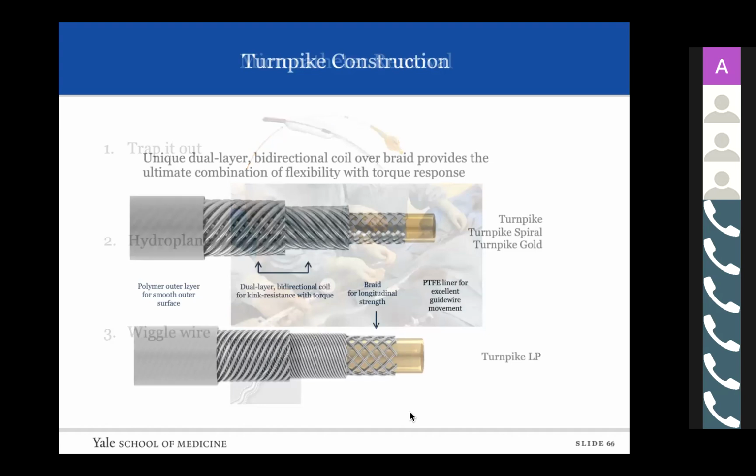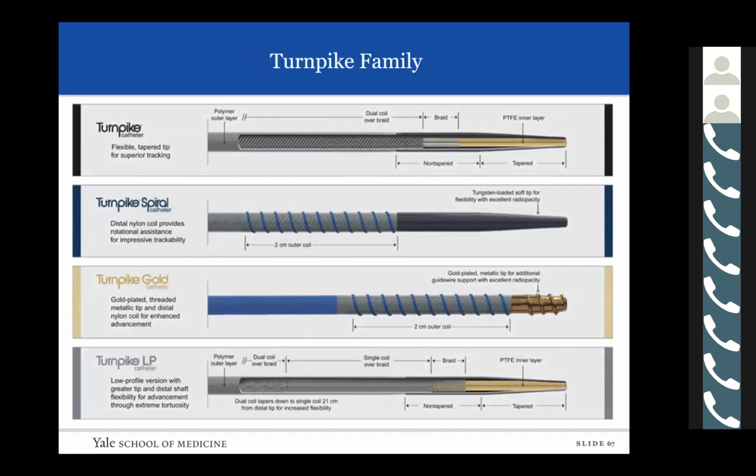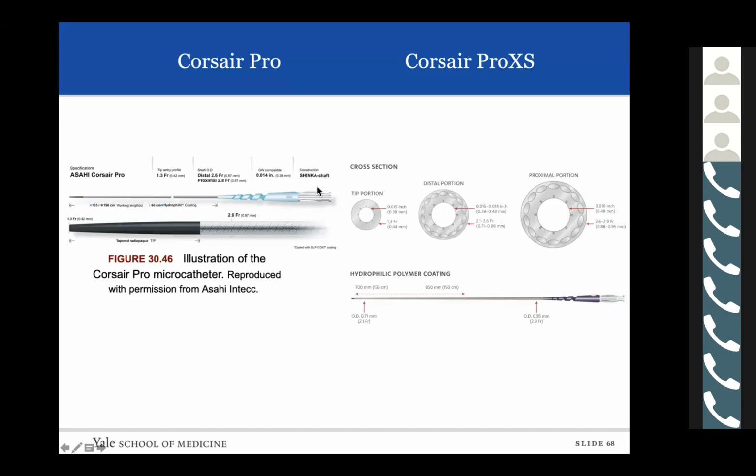These are really marvels of construction, which I don't want to go into, but they're multiple braided cores with a Teflon liner. And this just happens to be the structure for Turnpike, but Corsair is very similar as all the other ones are. This is just what the different ones are. The LP is the small tip. The Gold is what it looks like. The Spiral is to help get you through lesions and anchor. And then the standard Turnpike. These are the Corsair. This is a cross section showing the multiple, very small wires that go into making these devices.